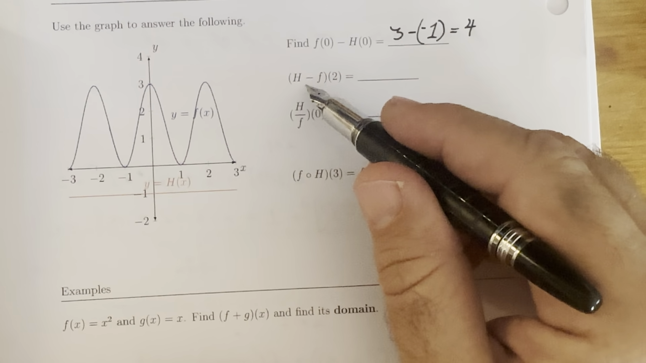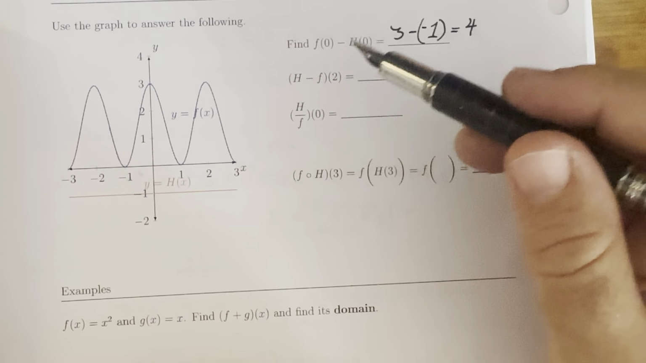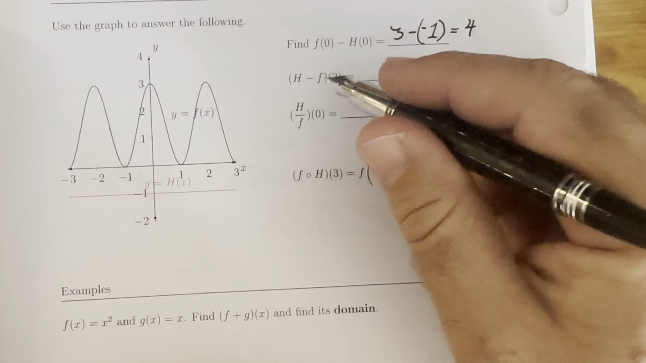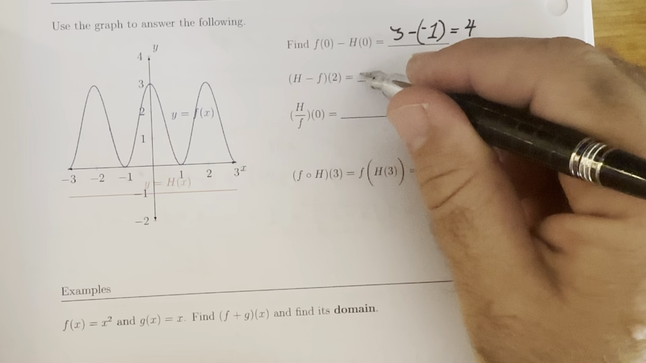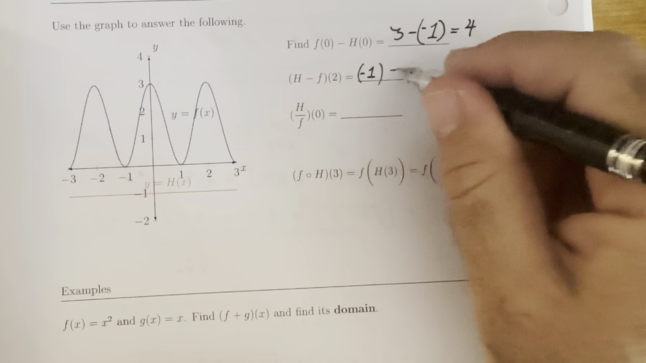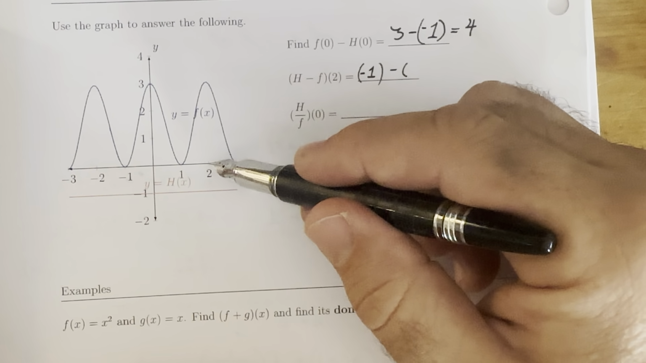And here we have h minus f of 2. Say that with me. H minus f of 2. And so we got to find h of 2, which of course is -1 because h in this case is a constant function. And then minus f of 2, which is 3.